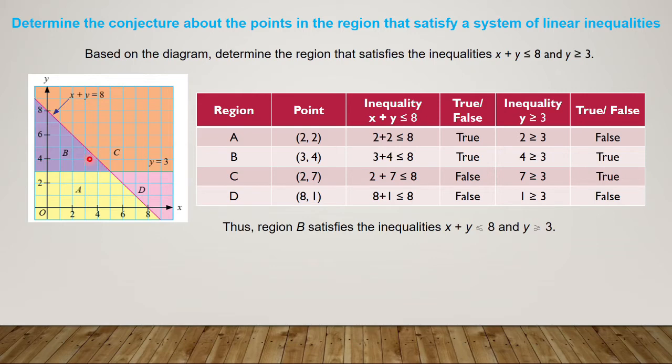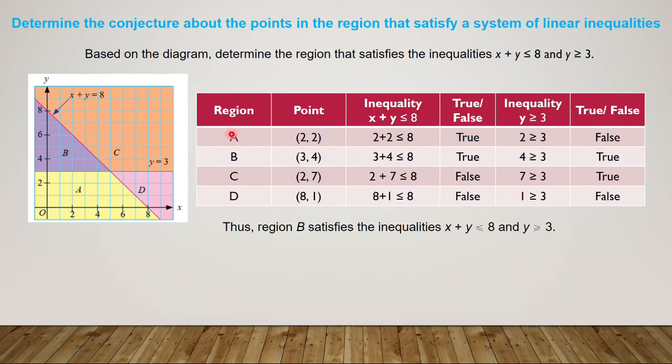When you draw the line, we always use the equation x plus y equal to 8. But when it comes to inequality, then you must use the inequality signs. Okay, and then y is greater than or equal to 3. In the equation it will be y equal to 3, right? So y equal to 3 is this line. Okay, now we are going to determine the region.